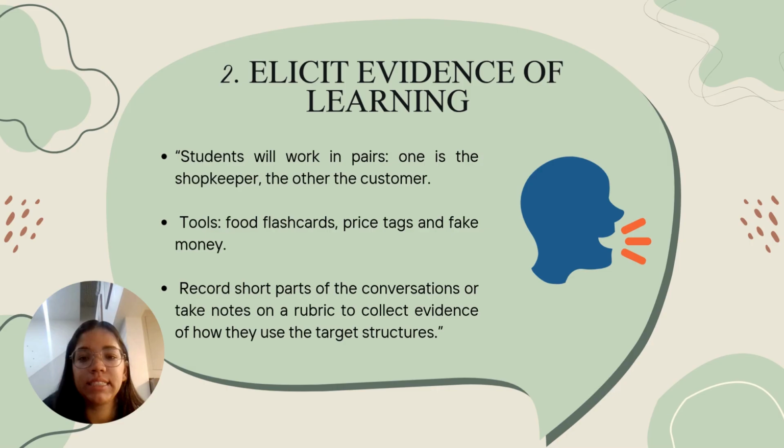So for the second stage, that is elicit evidence of learning, I will organize a role play activity where the students act as customers and shopkeepers in a classroom. They're gonna use food flashcards, price tags, and fake money. Also, while they perform, I will observe and take notes using a simple rubric that will check different aspects like pronunciation, grammar, accuracy, and interactions. And also, I will record short parts of the dialogue so I can analyze and review later to check how effectively they use quantifiers and the target structures.